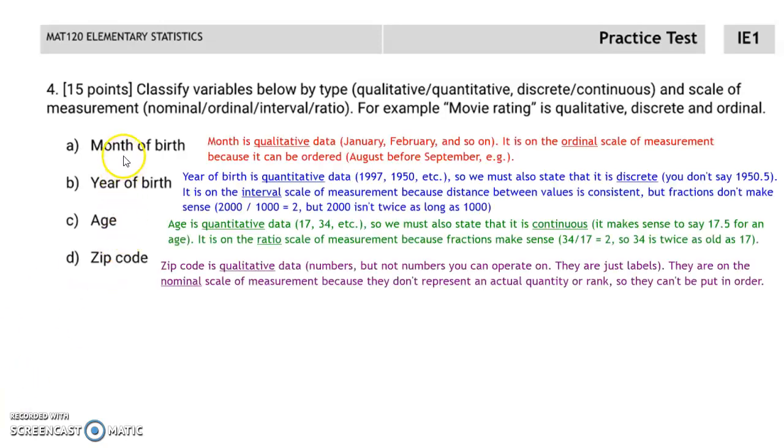All right. Month was qualitative data. Qualitative because it's in word form, January, February, etc. It's on the ordinal scale because we can order them, because August comes before September, and so forth.